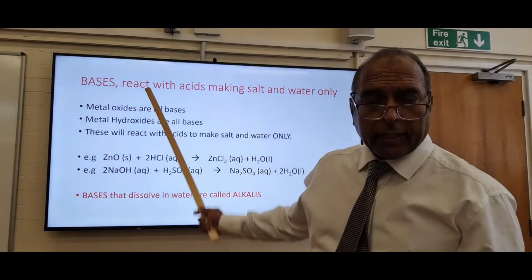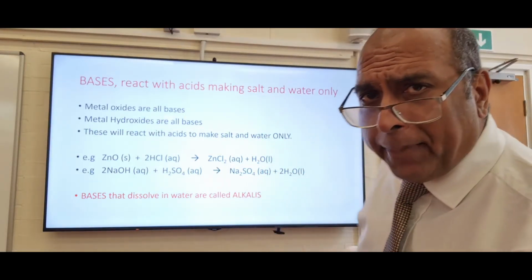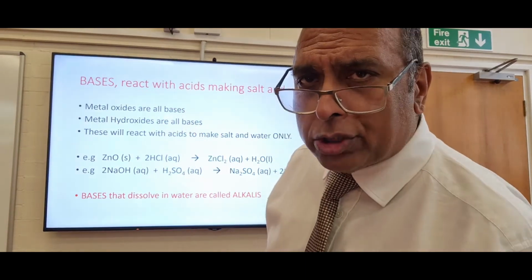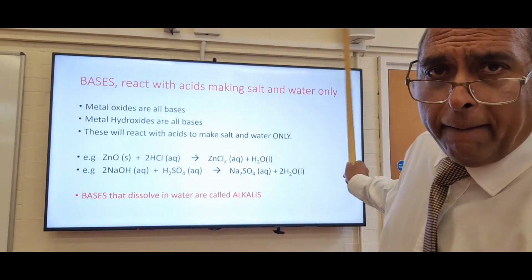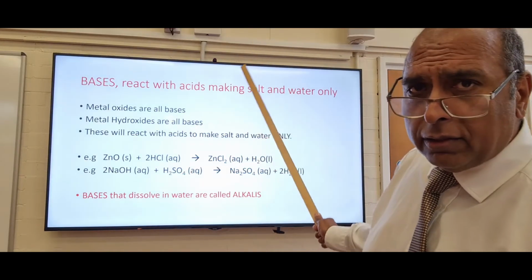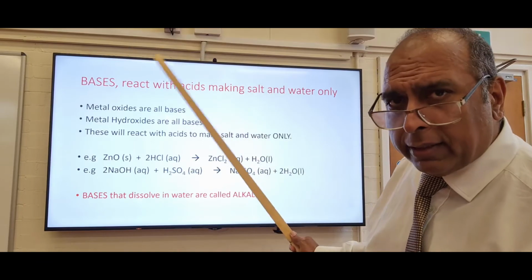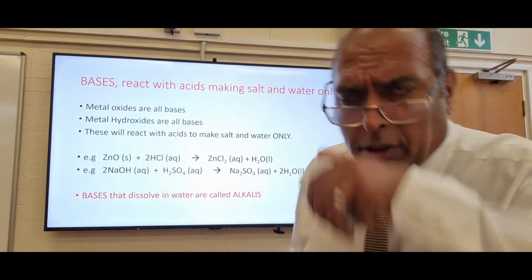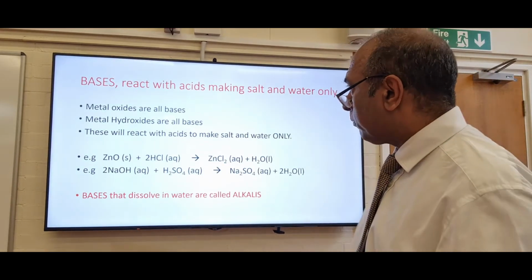Bases. Well, I want you to learn that bases react with acids. Bases react with acids, and they make salt and water only. So that top red line is the definition of what a base is. Learn that definition of base. Base is anything that reacts with an acid, making salt and water only. You must put the word only in to get the full marks in an exam.